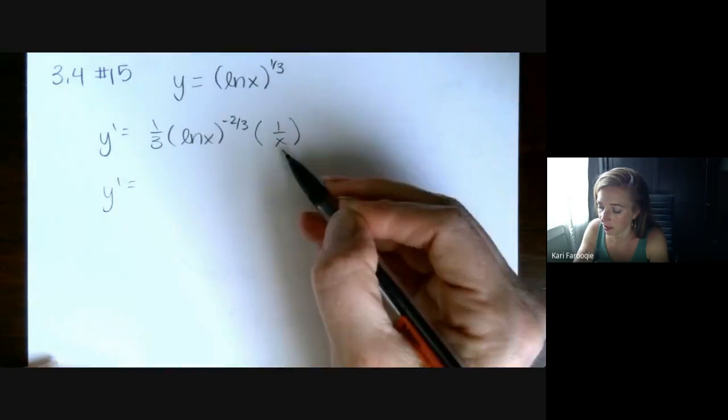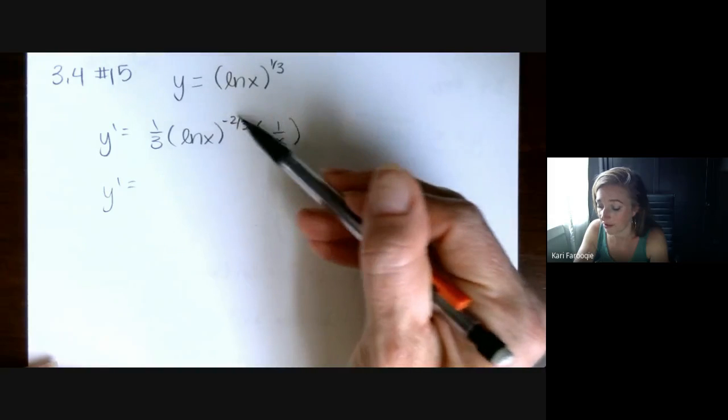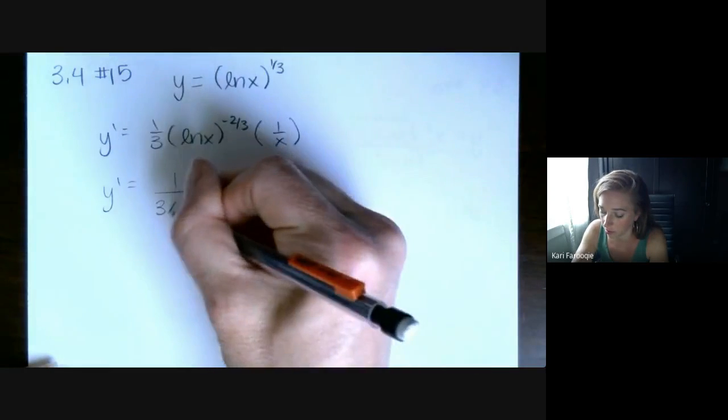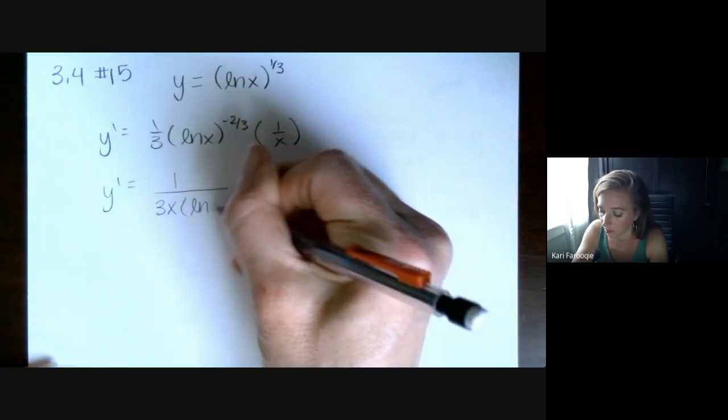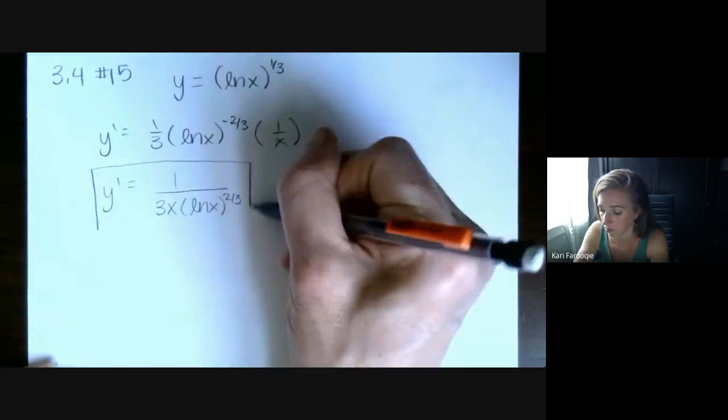So the 3 and the x are already in the denominator. In order to make this negative 2/3 a positive exponent, I'm going to also move the natural log into the denominator. So the 3 and the x are already there. And then we'll just take natural log x to the positive 2/3 power. So that is what that derivative is going to look like.